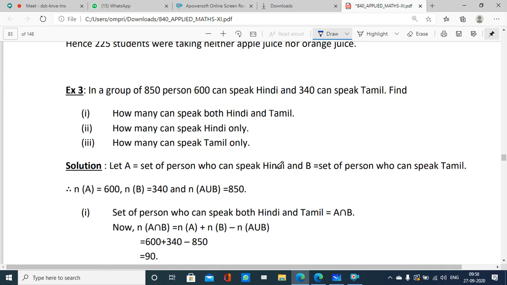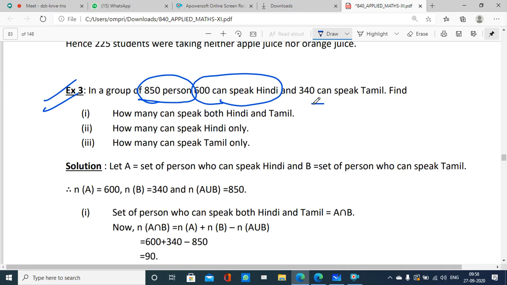So let's move on to the next question. In a group of 850 persons, 600 can speak Hindi, 340 can speak Tamil. Find how many can speak both Hindi and Tamil. How many can speak Hindi only? How many can speak Tamil only?